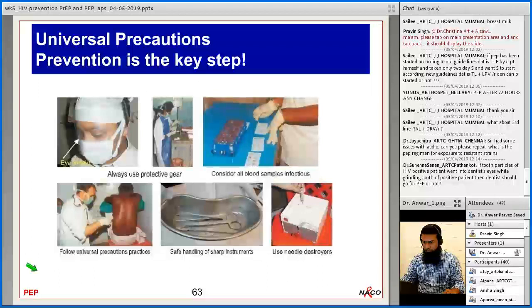Please repeat what is the PEP regimen for those exposed to resistant strains? Yeah, so as I was telling before, those who are on second line ART, if they were on tenofovir, lamivudine, efavirenz as first line, and second line is zidovudine, lamivudine, lopinavir, ritonavir, so PEP for them cannot be tenofovir, lamivudine, and lopinavir, ritonavir. So PEP for them should be zidovudine, lamivudine, and lopinavir, ritonavir, because we know that now the first line was resistant, and that is why it was changed.